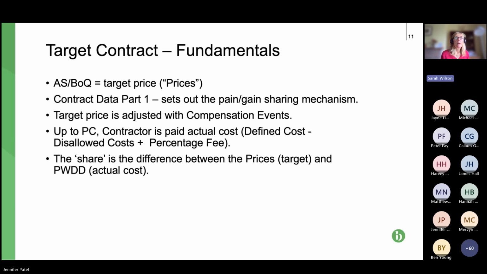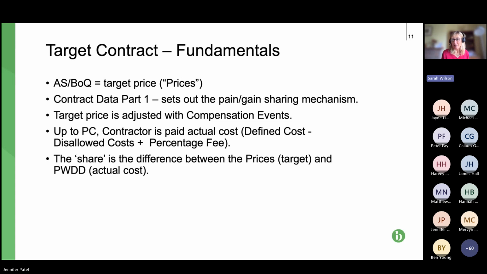Okay, so I think we've covered some of this actually. First bullet point, we know that your target is set in your activity schedule or bill of quantities for Option C and D respectively. The next point, which we haven't covered, is where is the pain gain sharing mechanism? So if you're in a gain situation, where the cost of the works is 8 million and the target, including the compensation events, is 10 million, you've got 2 million to share. Wouldn't that be nice?